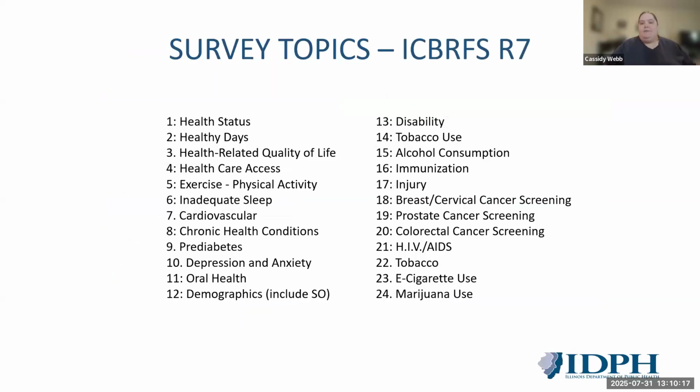So the survey questions for the county survey comprise the BRFSS core survey questions, which combine core questions from rotating years. So some of the notable ones are health status, healthy days, healthcare access, exercise, physical activity, depression and anxiety, demographics, which does include sexual orientation, disability, tobacco use, e-cigarette use, and marijuana use, among the others that are currently on your screen.